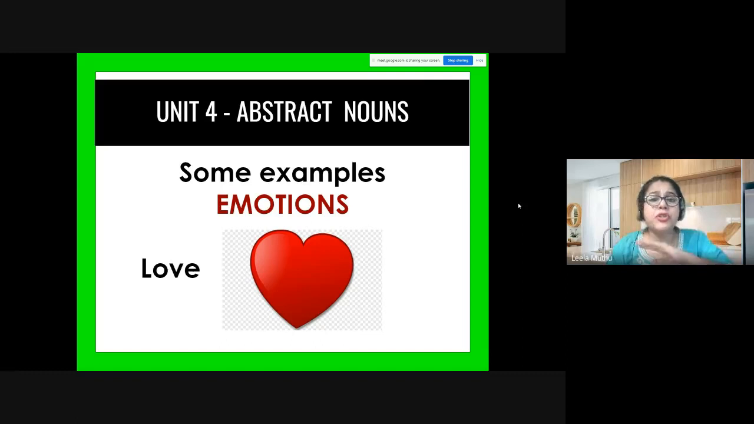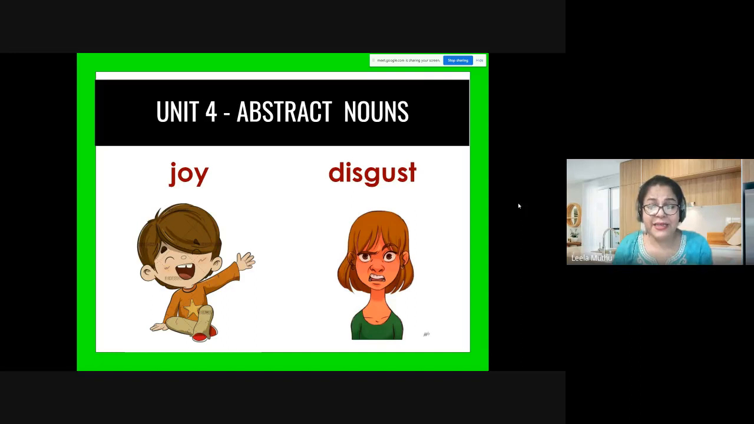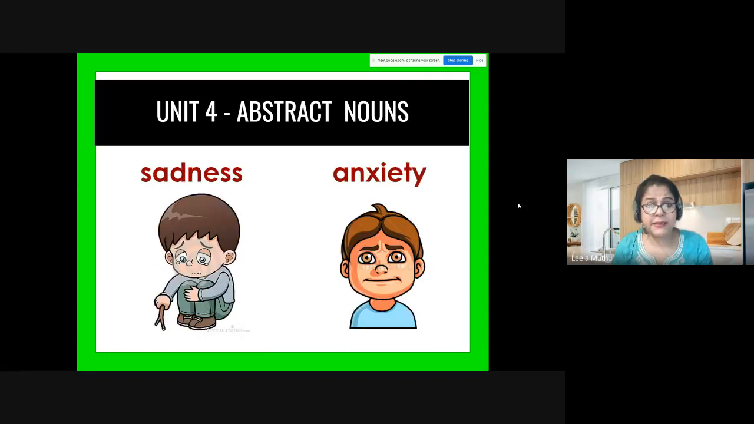Love is an emotion. So remember, all emotions are abstract. Desperation, misery, all these are abstract. Love, hate, anger, fear, joy, disgust. You just smelt the garbage. It's disgusting. Sadness, anxiety is extreme worry. When you're so worried, it consumes you and makes you feel terrible because you're so very worried.